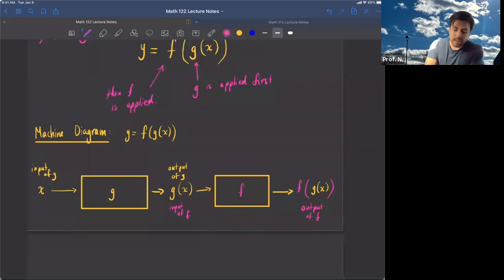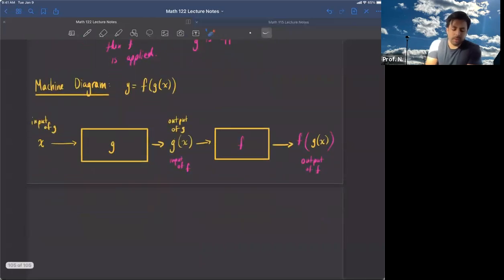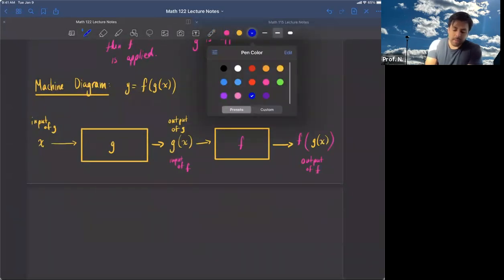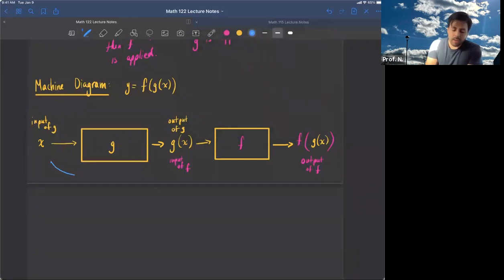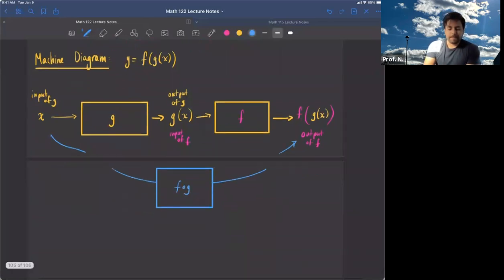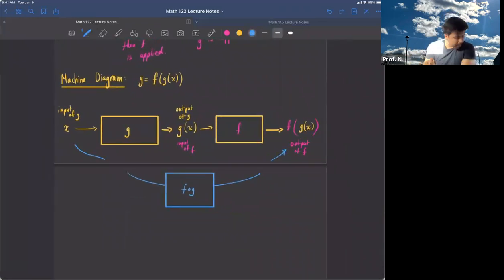Sometimes how people envision this is, instead of going through two different machines, we can just call this one single machine. We can just say, hey, let's go from x all the way to this in one full swoop. But then this would be called a new function. So we can think of this as one big function, and this function is called f follows g. Again, this is just a visualization of what's happening.